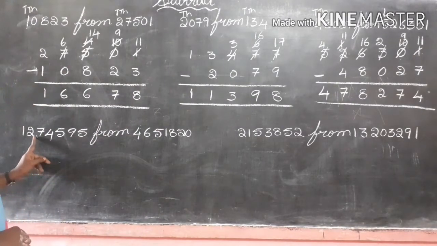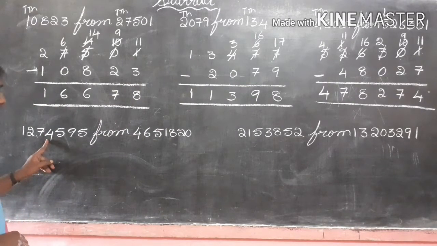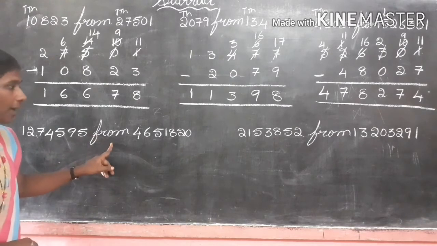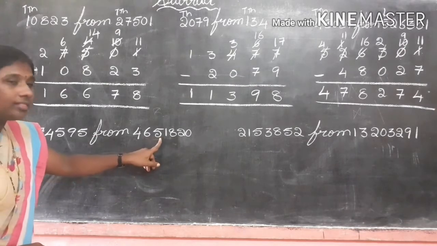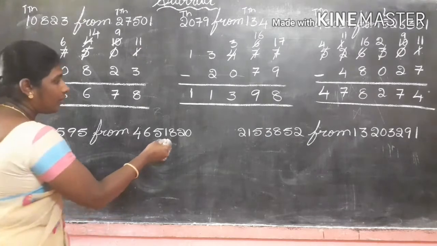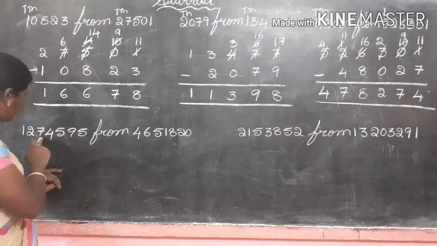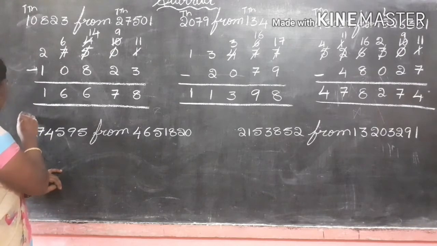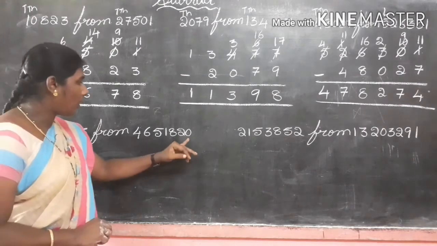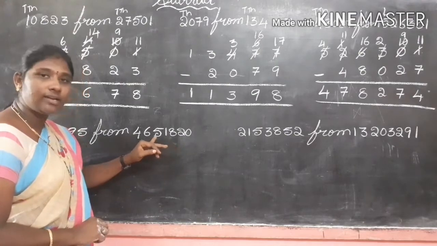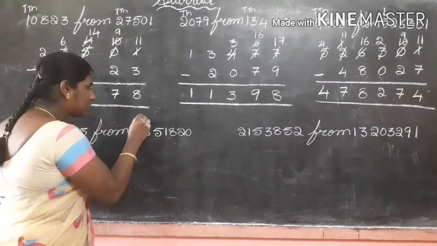Subtract 12,74,595 from 46,51,820. Here what are the place values? Shall we check, ma? Ones, tens, 100, 1,000, 10,000, lakhs, 10 lakhs. Here the first place is 10 lakhs. Here it is ones, tens, 100, 1,000, 10,000, lakhs, 10 lakhs. Here also the first place is 10 lakhs.